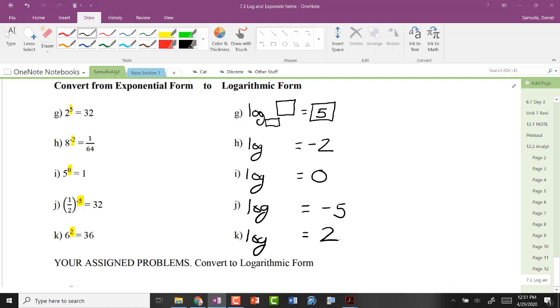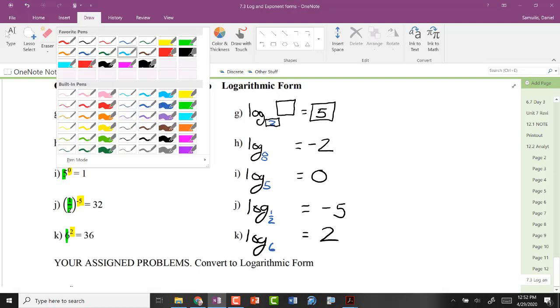All right, now the little number, that's the base. Log base something. Well, what's the base? The base is the base of the exponent. So the little subscripts, these little tiny numbers down here, that is the base of the exponent. So it's log base 2, log base 8, log base 5, log base a half, log base 6. And then we just have to fill in that last number.